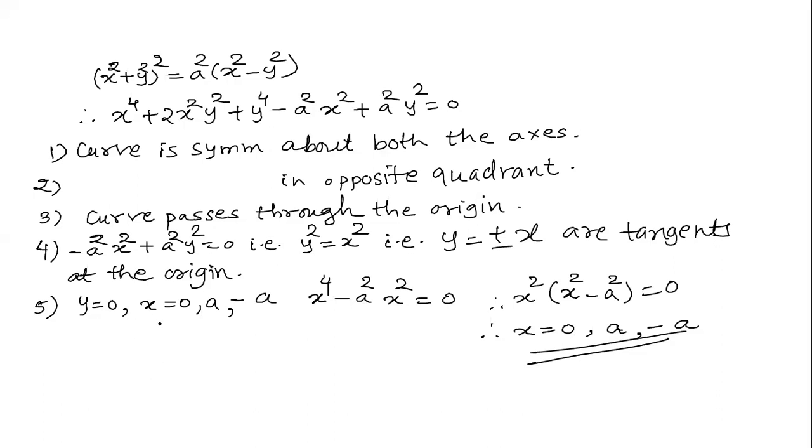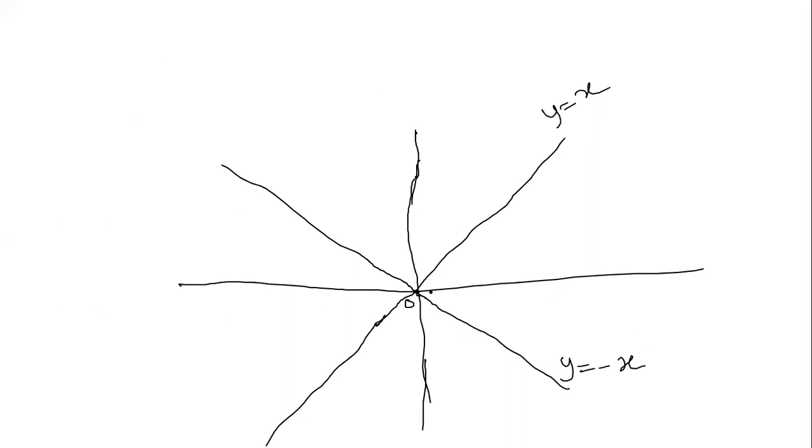See, friends, after putting y equal to 0, we are getting x equal to 0, a, and minus a. We have 3 points. Actually, we know origin is one point. Y equal to 0, x equal to 0, then x equal to a. I will draw the line x equal to a. So this is one more point, and x equal to minus a also. So we have 3 points.